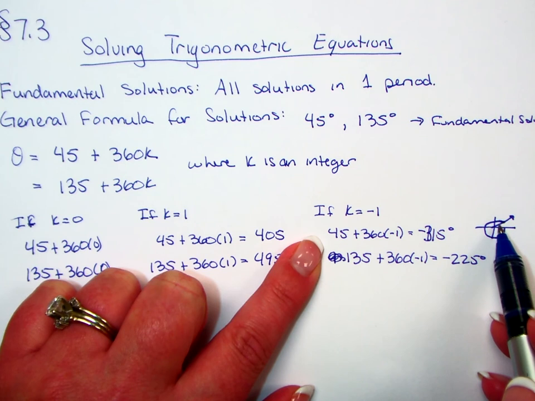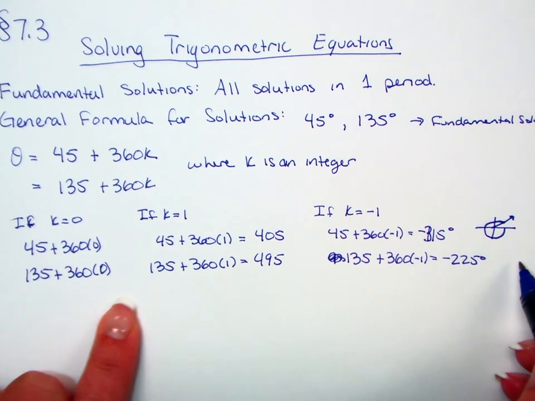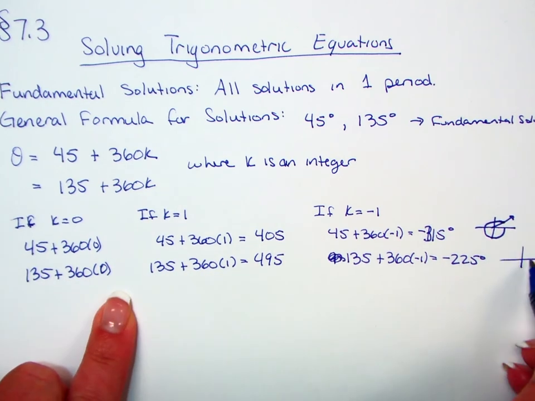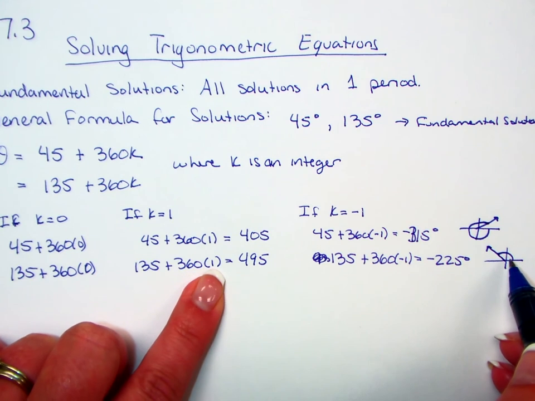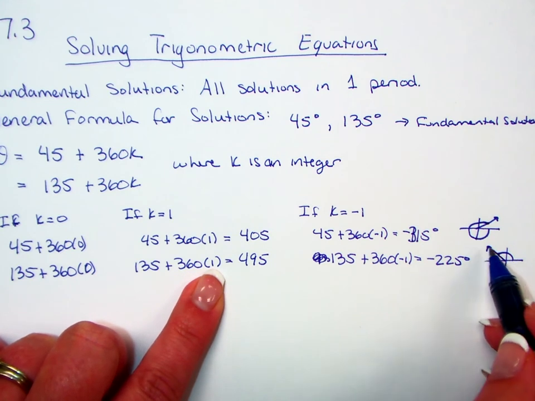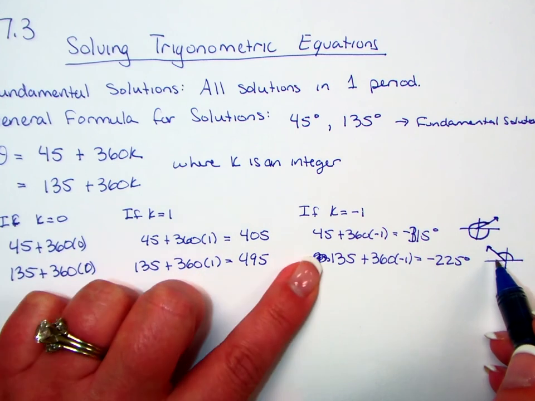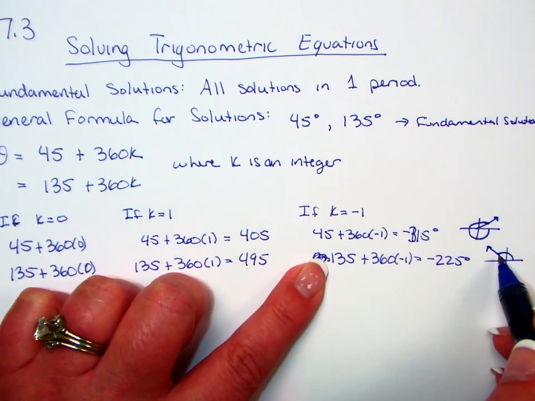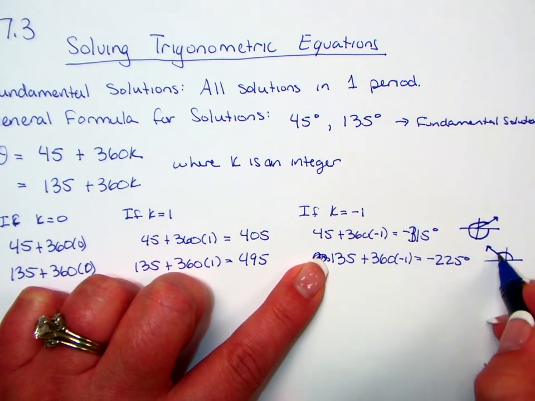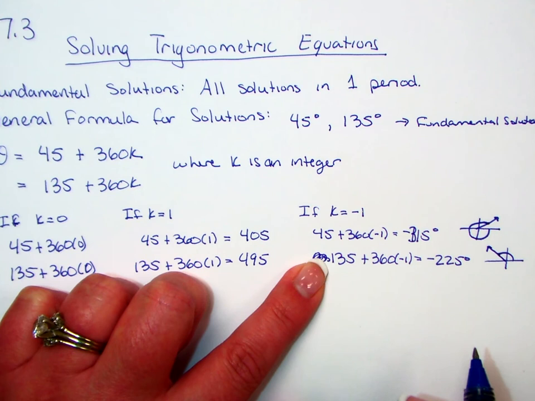And all of those are in the same location. This one, 135 degrees, if you guys remember, is over here, right? But that's the same thing as going 495 degrees. 495 degrees is all the way around, plus another 135, okay, so it's in the same location. Negative 225 is when we rotate clockwise. But all of these solutions are corresponding to the same point on the unit circle.